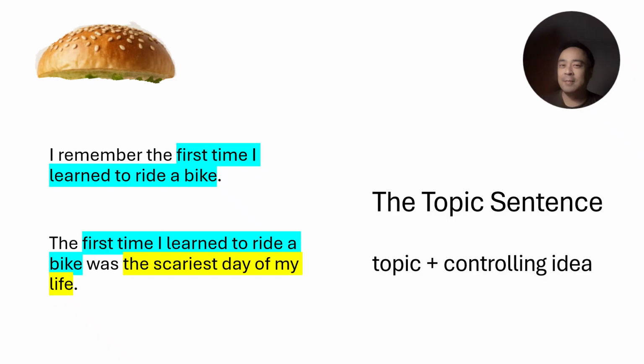How about this? The first time I learned to ride a bike was the scariest day of my life. Wow. The topic here is the first time I learned to ride a bike, and the controlling idea is scariest day. Now, this is a great sentence because it also acts like a hook. It hooks the attention of the reader. Now I have questions. Why was it scary? What happened?